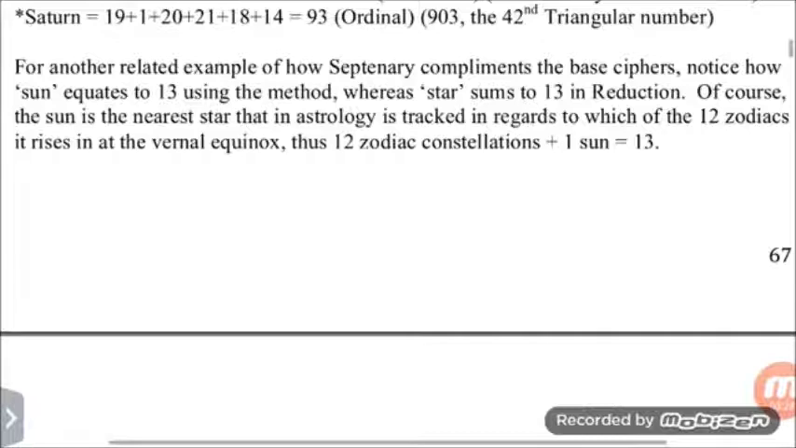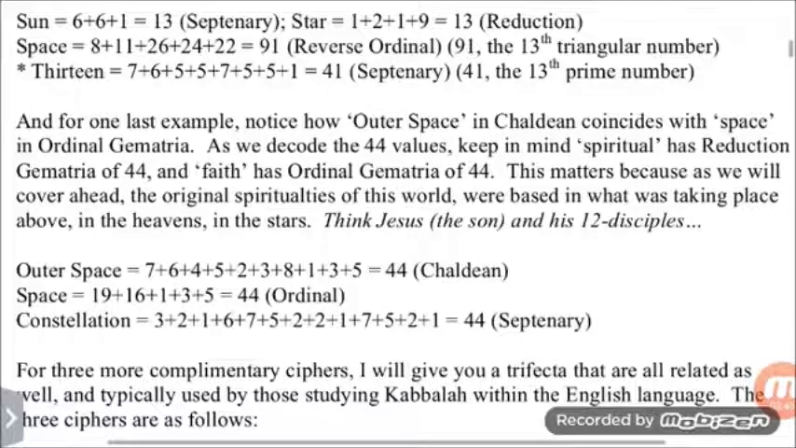Of course, the Sun is the nearest star that in astrology is tracked in regards to which of the 12 zodiacs it rises in at the vernal equinox. Thus, 12 zodiac constellations plus 1 equals Sun. Sun equals 13 septenary. Star equals 13 reduction. Space equals 91 reverse ordinal. 91, the 13th triangular number.